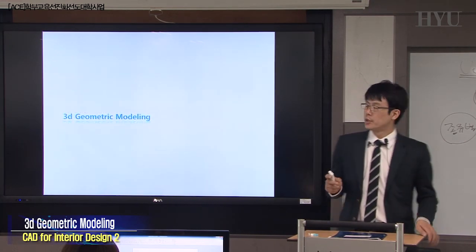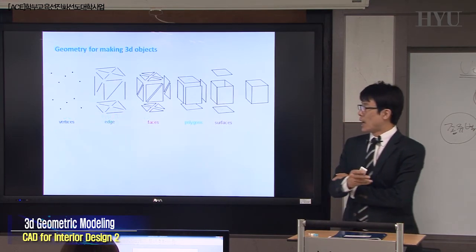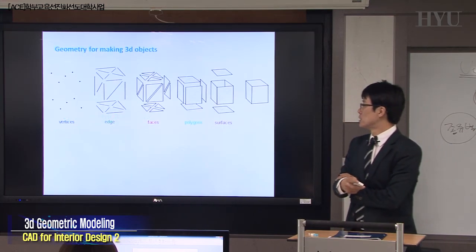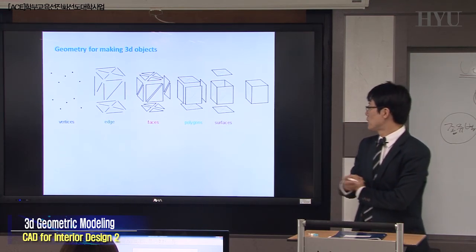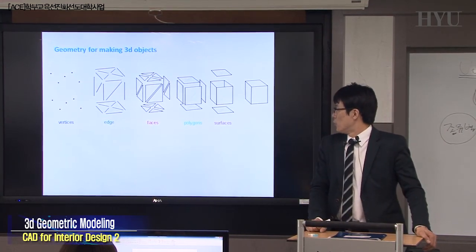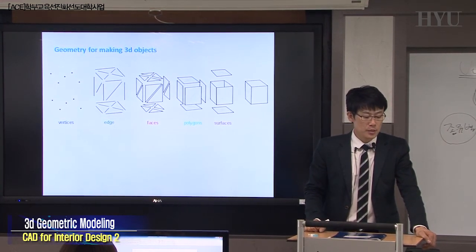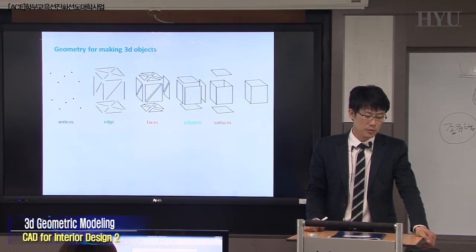Okay, let's review 3D geometric modeling. I introduce to you this kind of subcomponent of your geometry. Simply think about this box shape, a 3D box object. You know there is a box object. You can easily create that kind of box using 3D Max, Rhino, SketchUp.